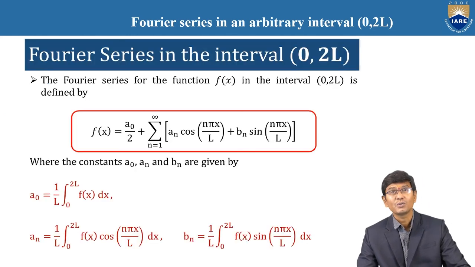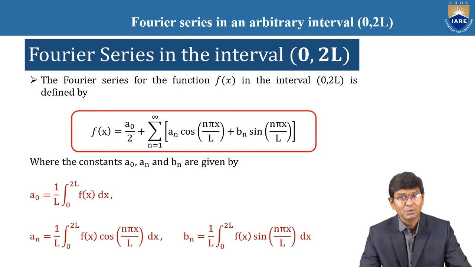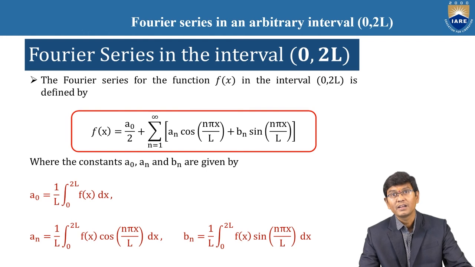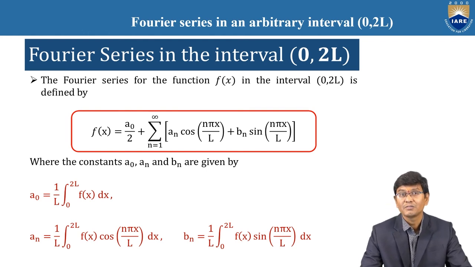And again, the conclusion of today's class: the Fourier series in the interval 0 comma 2l. The required Fourier series we need to consider between 0 to 2l is f of x equals a0 by 2 plus summation n is equal to 1 to infinity an into cos n pi x by l plus bn into sin n pi x by l, where the values a0, an, bn are called the Fourier coefficients or Euler coefficients.